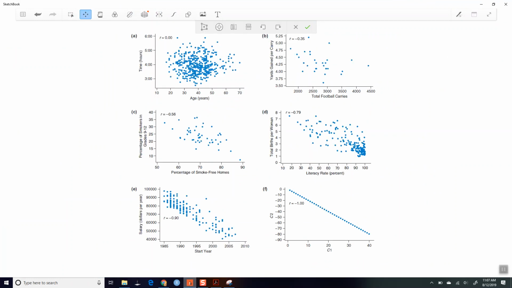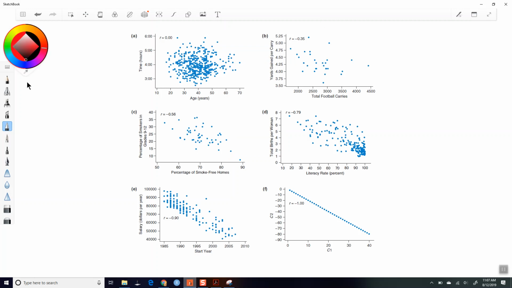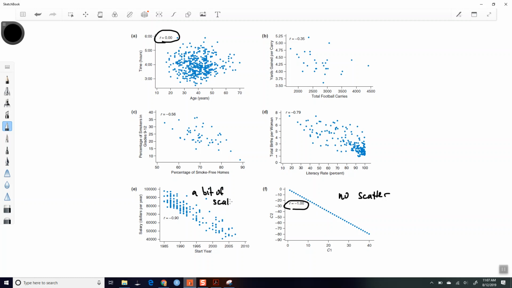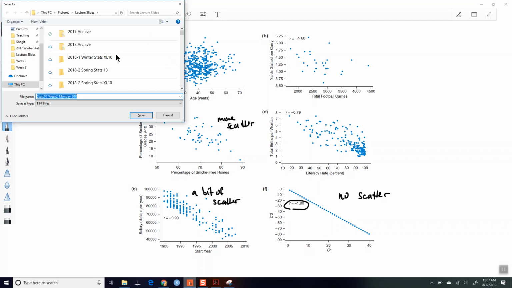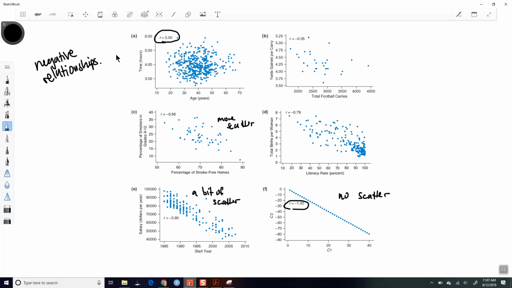Okay, so we get negative relationships. Here, R is 0, and here we have R negative 1 with no scatter, and this is a bit of scatter, to more scatter, and these are all negative relationships. Is this okay? All right, so here's a question.